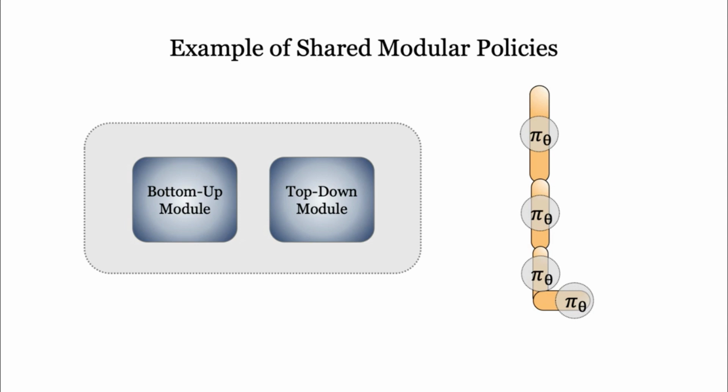Here's one example. We first start from the leaf node. Each node takes its own local states as input and passes messages upward using the shared bottom-up module. After the root node receives the messages from the children, sequentially from top to down, each node predicts its action and generates messages for its children using the shared top-down module.